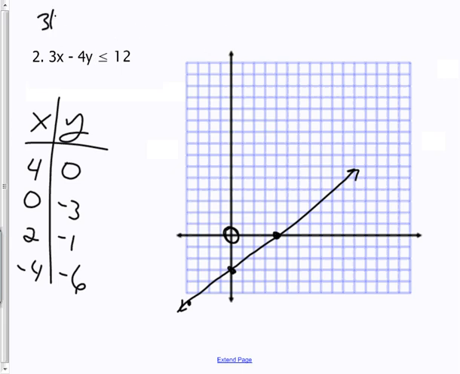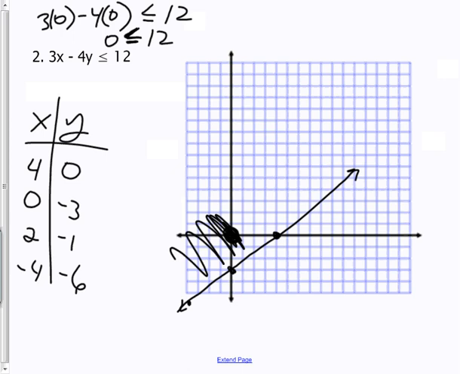what happens. 3 times 0 minus 4 times 0 is less than or equal to 12. Does that work or not? It comes out to 0 is less than or equal to 12. Does that work or not? Yes. Now I know some of you are thinking it didn't work because it wasn't equal, but now I can use the less than part, and 0 is less than 12, so it worked. So I should shade here, and if I shade here, I should shade everywhere on this side of the line. Okay? So I know which way to shade that way.